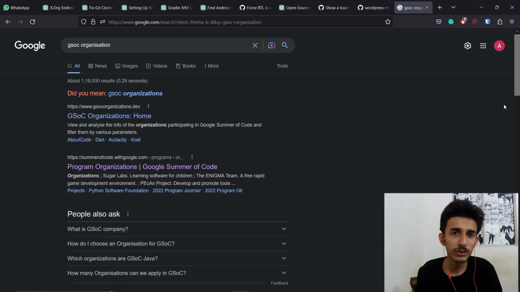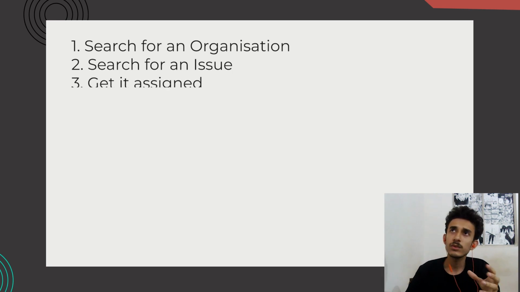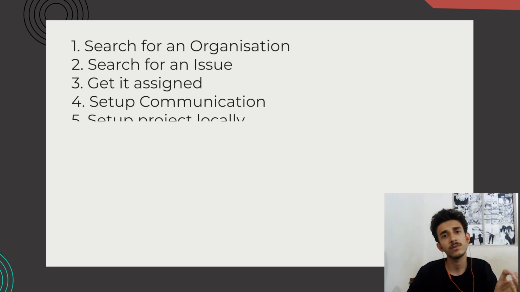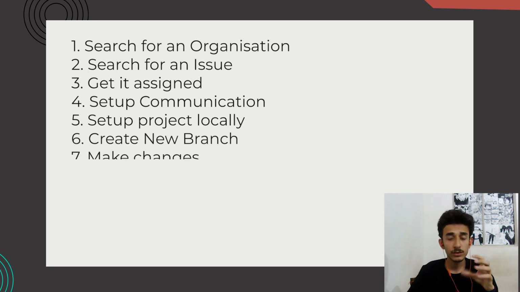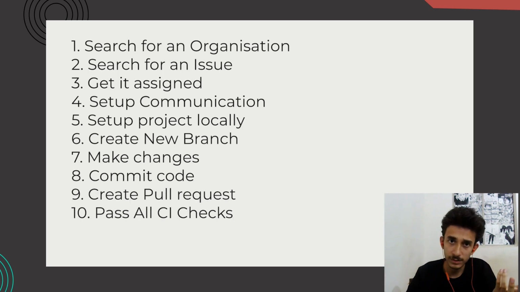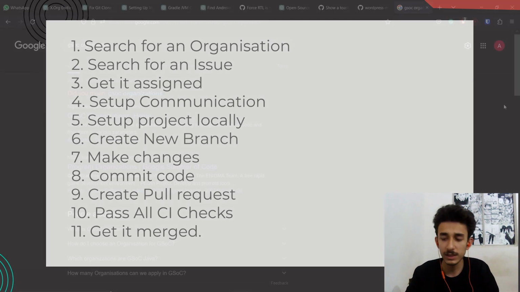When you watch a video on open source contribution, some things are very common. Firstly, you are supposed to search for an organization, then you search for an issue you want to solve, then you try to get it assigned to you, and then you start working on it. To work on it, you first set up the project locally, you make your changes, you commit the code, make a PR, and hopefully it will get merged. That's how it works. And in between, if you need any help, you set up communication, contact them through Slack or another communication platform, whichever they have.